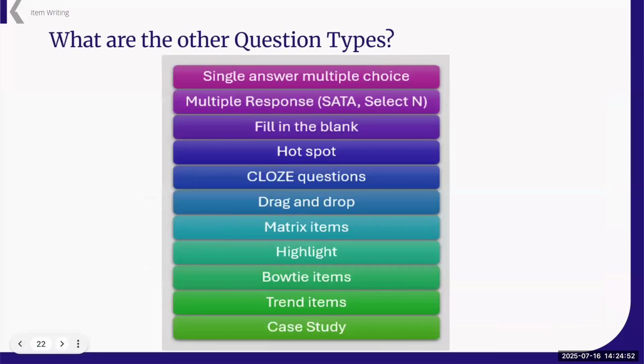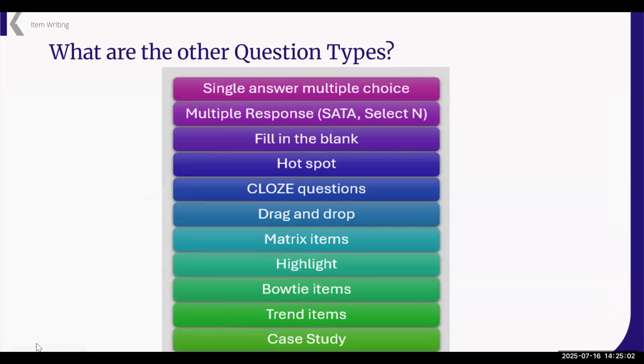Now I'm going to turn it over to Dawn to discuss other question types. Thank you, Christy. Now we'll go into the various question types, from single answer multiple choice, the SATA, select-in, discuss close, and give some examples, matrix, and then even talk about some case study questions moving forward.